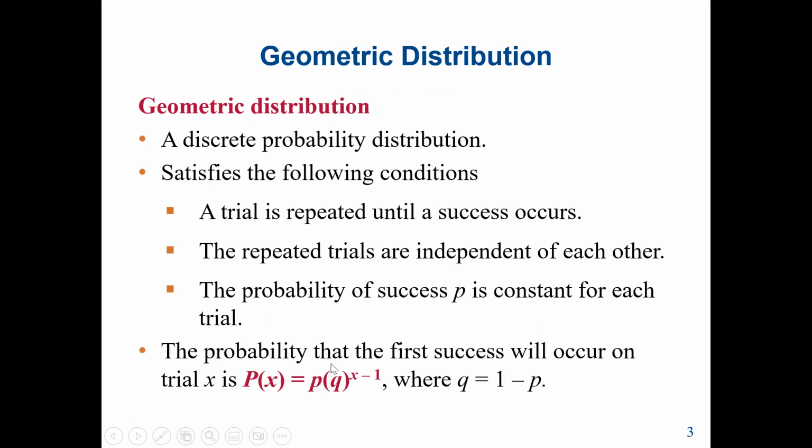And then the probability that the first success will occur on try X is P of X equal to P times Q to the power X minus 1. Q will be the probability of failure. So Q equals 1 minus P. We know total probability is always 1. So if the success is 0.7, then the failure will be 0.3, which is Q.